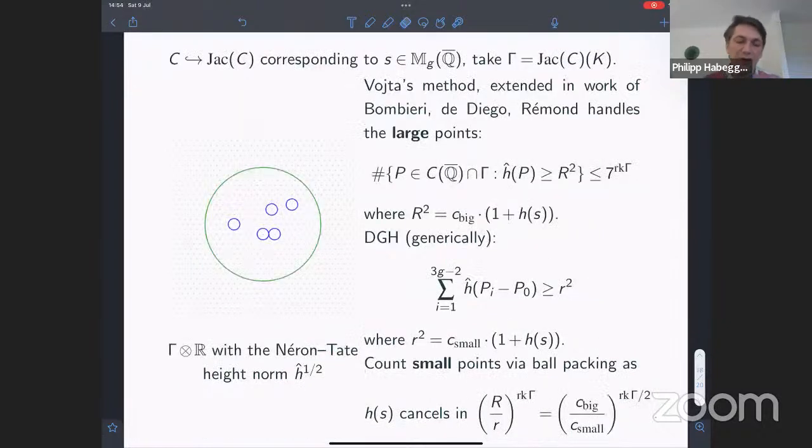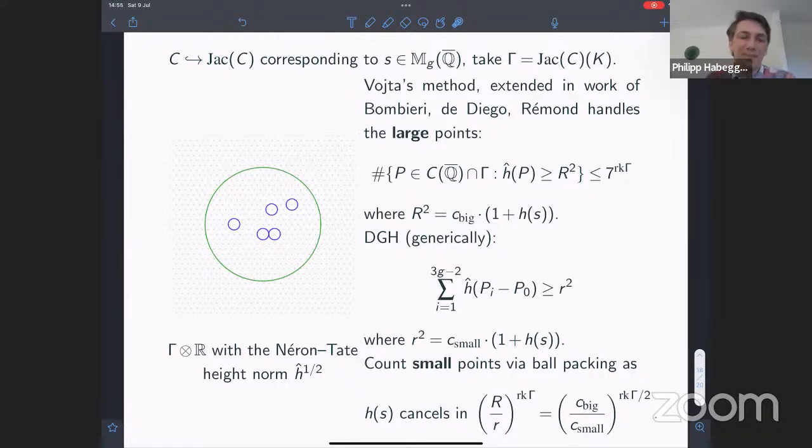Okay, let me say something about how to get from this height inequality, which I had a few slides before, to the number of rational points. And so the situation is given by Vojta's method, so let me start out with the basic setup. The curve is contained, let's assume that it's already embedded into its Jacobian. So we've already fixed the base point. We use the embedding of the curve in the Jacobian, and the Jacobian itself, or the curve, corresponds to some point s on the moduli space of curves, and Gamma here is just the group of K-rational points on the Jacobian, which is finitely generated.